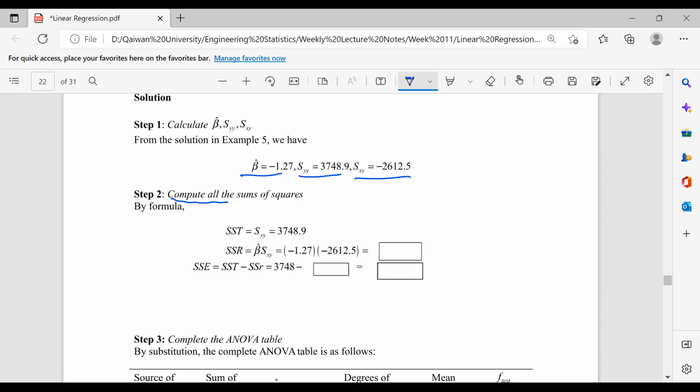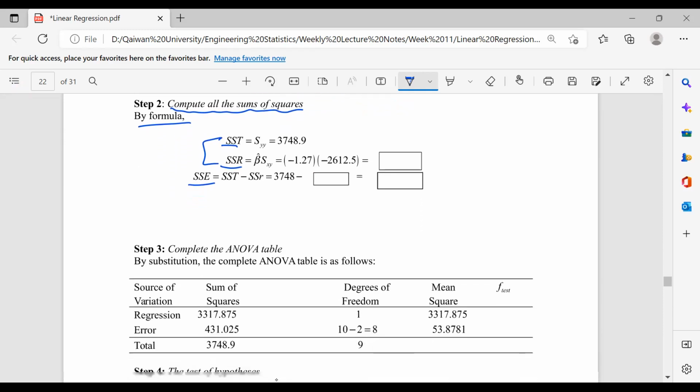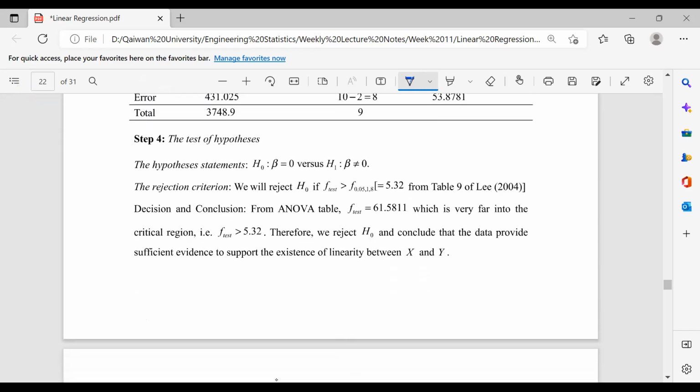And then we compute all the sums of squares: SST, SSR, and SSE. SST is S sub yy. SSR is beta hat times S sub xy. We must find beta hat first, then multiply. And then SSE is the difference between the above two. After finding these, we now have the steps for the hypothesis test.